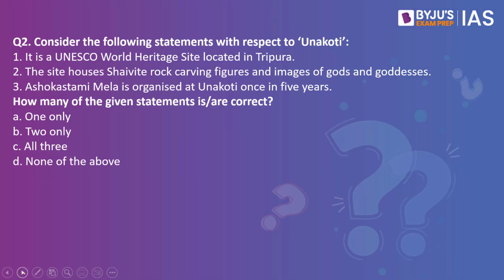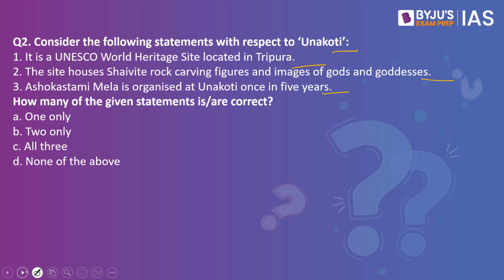Consider the following statements with respect to Unakoti. Number 1, it is a UNESCO World Heritage Site located in Tripura. Number 2, the site houses Shaivite rock carving figures and images of gods and goddesses. Number 3, Ashokashtami Mela is organized at Unakoti once in 5 years. How many of the given statements is or are correct?